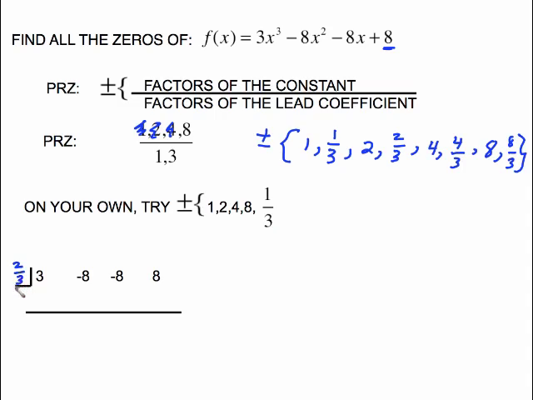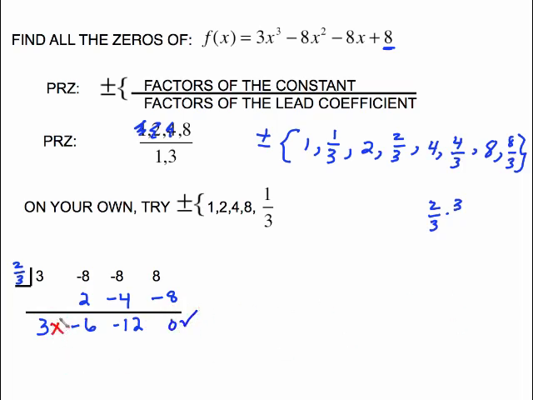I'll go all the way to 2/3 because I do know this one works. 2/3 times 3 is 2. If you can't do this kind of fraction in your head, you can go over to the side and write it down. Or if you have a calculator that does fractions, just type it into your calculator. Negative 8 plus 2 is negative 6. 2/3 times negative 6 is negative 4. Negative 8 plus negative 4 is negative 12. 2/3 times negative 12 is negative 8, which gives me 0, and that checks.